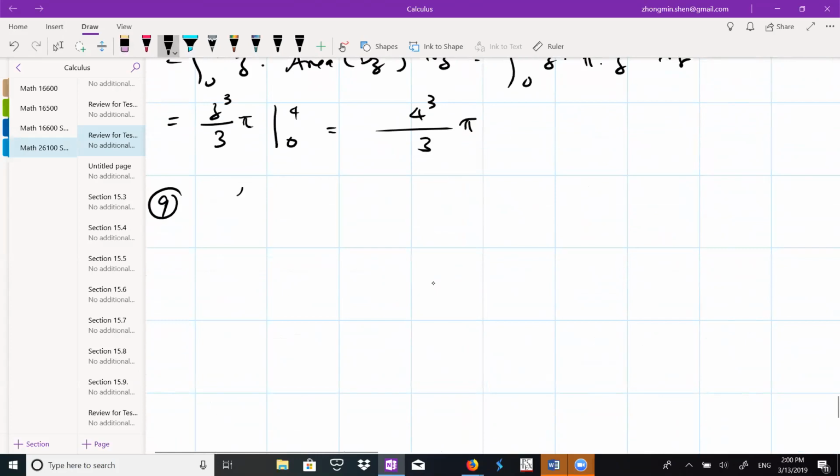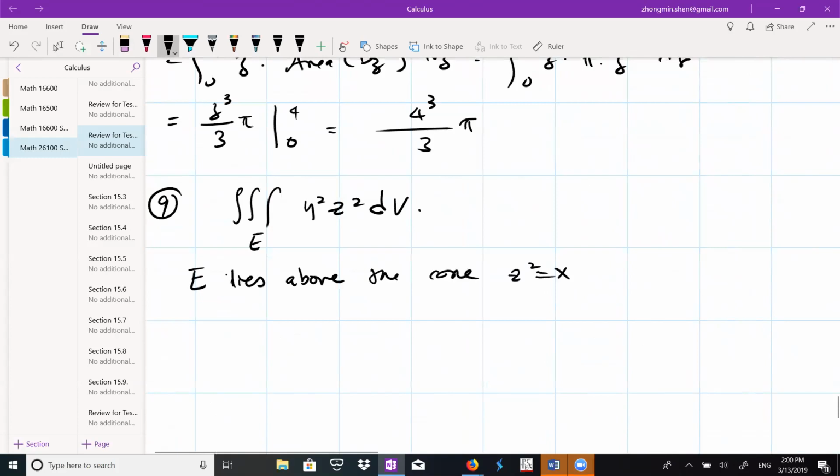All right, number 9, it's a similar triple integral of y squared z squared dV. And this time E lies above the cone z squared equals x squared plus y squared, and below the sphere.